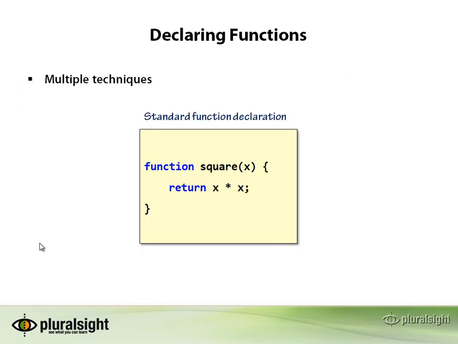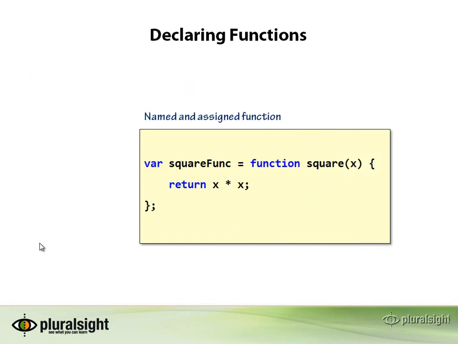There are a number of techniques for declaring functions in JavaScript. The one that we saw in the last slide I call the standard function declaration. Another option is to declare a function with a name and assign it to a variable. If you do this, the function can't be invoked by its name. It has to be invoked via the variable name. So in this case, you would have to call the square func variable.